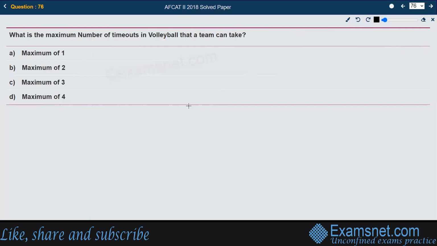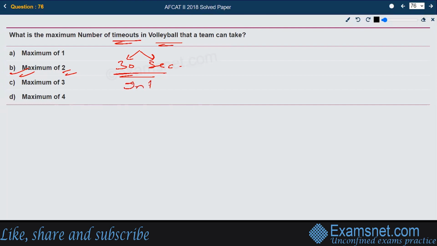Next, now the GK section starts. The first question is: what is the maximum number of timeouts in volleyball that a team can make? The right answer of this question is B, maximum 2. These timeouts are of 30 seconds generally. They can be 2 in number maximum, of 30 seconds maximum.